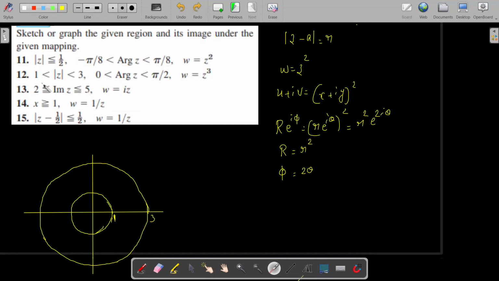Next problem: sketch the region 1 less than mod z less than 3, argument lies between 0 and pi by 2, and find the image of the region under the map w equal to z cube. First, let us identify the given region.